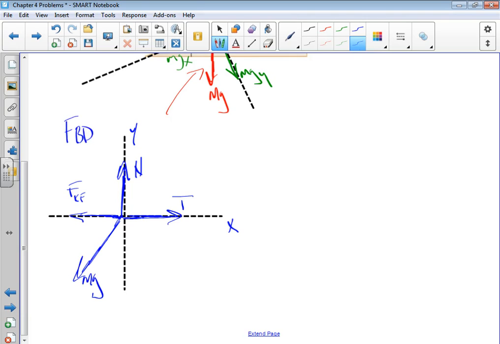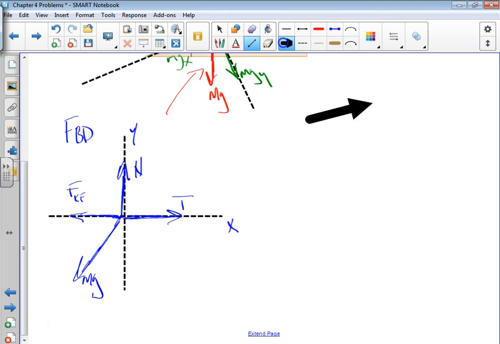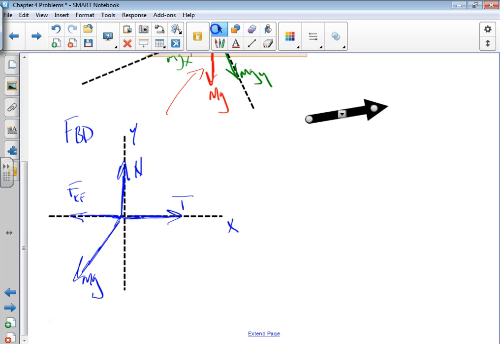But that weight at the angle, we need to deal with that, because we need to get that into components if we're going to be able to work with it. So we need to get this into its y component and its x component. Now, we know that generally we find x using cosine and y using sine.